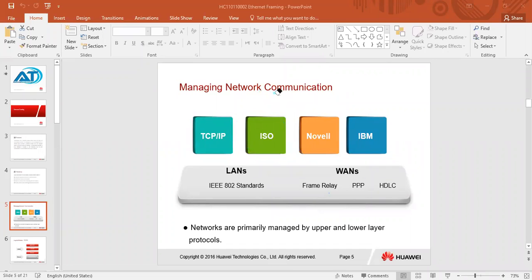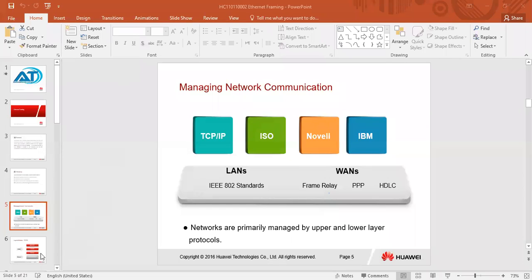What is the TCP/IP model? The TCP/IP model is a reference model, and it is also called a protocol suite. Why is it called a protocol suite? Because TCP, Transmission Control Protocol, is a protocol, and IP, Internet Protocol, is a protocol. That's why it is called both a reference model and a protocol suite.